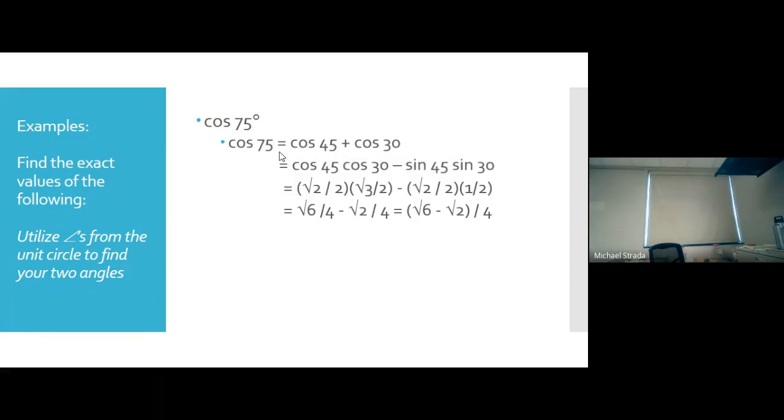If you were to write it out, and unfortunately I have to format it this way so that it can get up in Google Classroom, it would look like this: root 2 over 2 times root 3 over 2 minus root 2 over 2 times 1/2. That would be root 6 over 4 minus root 2 over 4. And then you would see the two denominators are exactly the same. You'd have root 6 minus root 2 over 4.